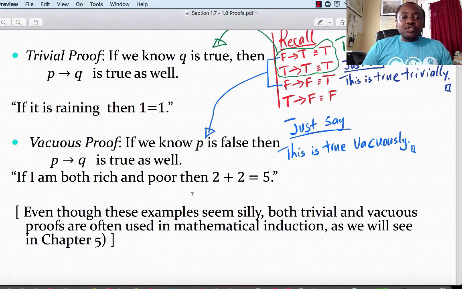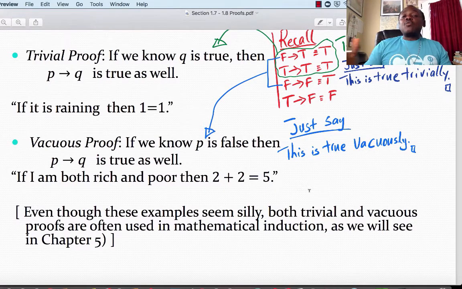For example, if I ask you to prove the following statement: prove that if I am both rich and poor, then 2 plus 2 equals 5. We proceed as follows. Proof. Since it is impossible to be both rich and poor, we conclude using a vacuous proof that if I am both rich and poor, then 2 plus 2 equals 5 is true. End of proof. We're done. Or you could just say proved vacuously.